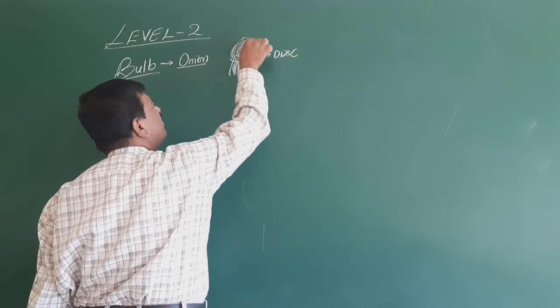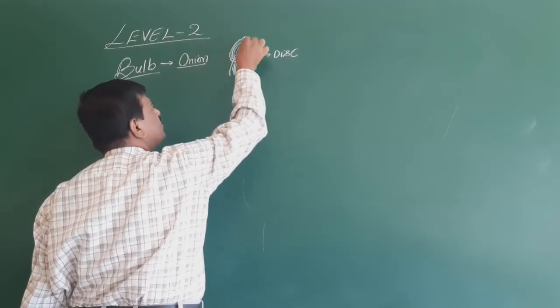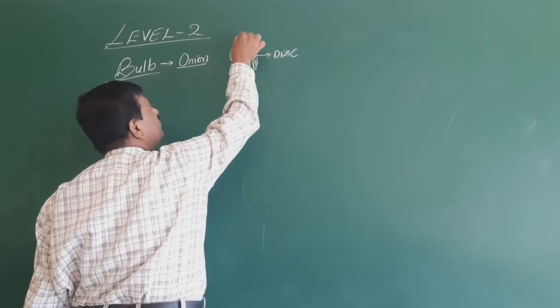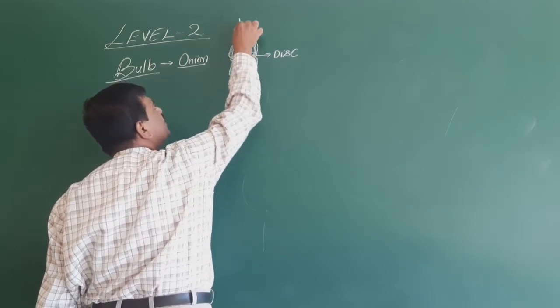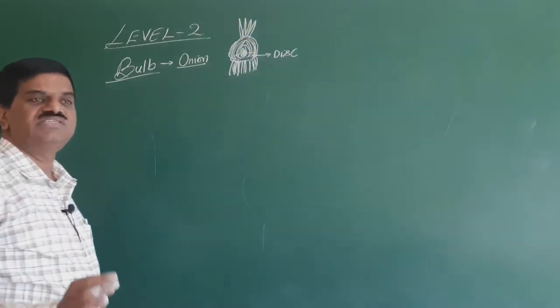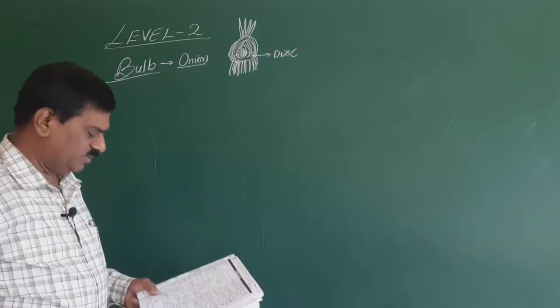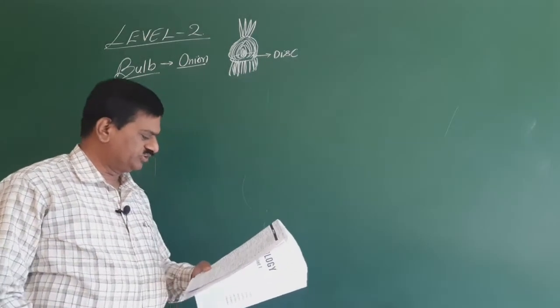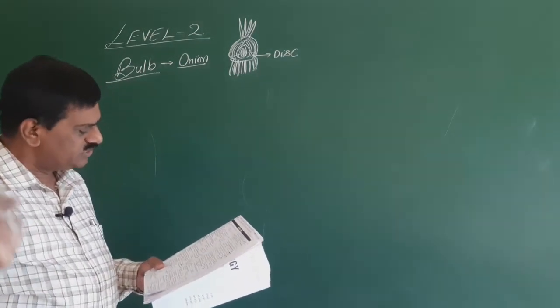There are three types of leaves. One is called a fleshy leaf, and the dry leaf, and the foliage leaf. Foliage leaf is nothing but the photosynthetic leaf. Like this, it is present in the bulb. Now we go for the options. The first one is called leaf.